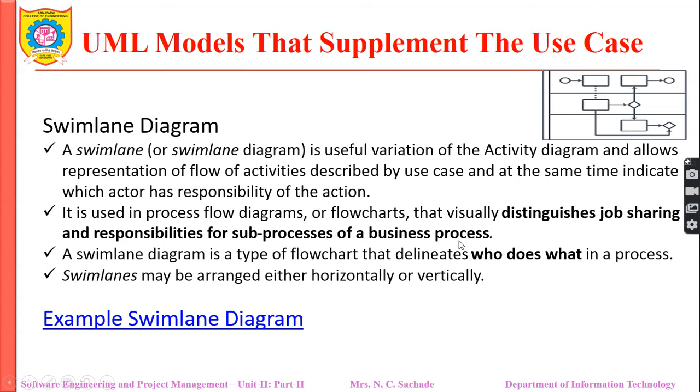You know, when I say I am opening an email, it is not just me who is involved in it. Okay, so we described the simple flow of how I will open my email, but at the bank end there has to be someone who is managing it. So this kind of roles we have to consider when we are trying to develop a system. So a swim lane diagram is a type of flow chart that delineates who does what in a process.